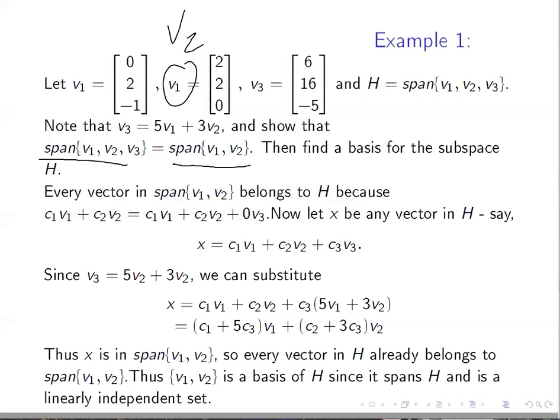Now, they're linearly independent because they are two vectors, and two vectors are linearly independent as long as they're not scalar multiples of each other. Obviously not, because we have a 0 over here and a -1 over here. So clearly, you don't even need to do any calculations. We know that they are linearly independent.